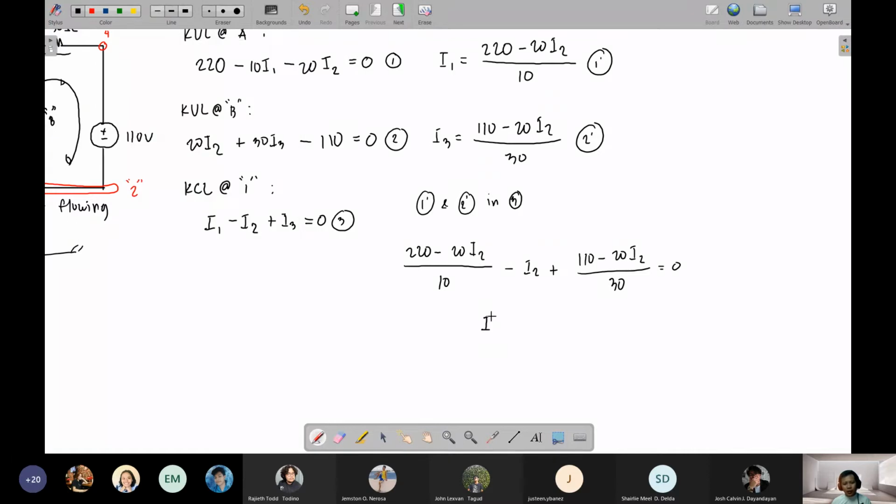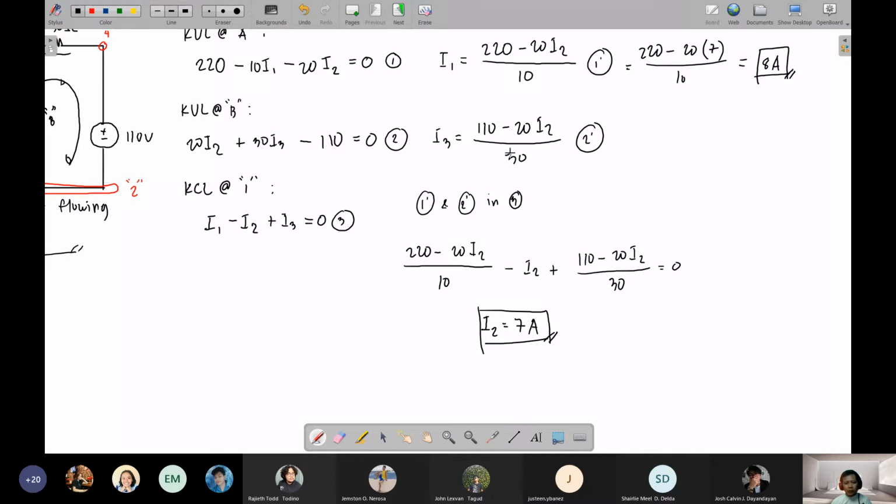So therefore, I2 is equal to 7 amperes. So we now have I2. Therefore, we can now solve for I1 and I3. So this will be 220 minus 20 times 7 divided by 10. Okay? So that is 220 minus 140, that is 80 divided by 10, 8 amperes.